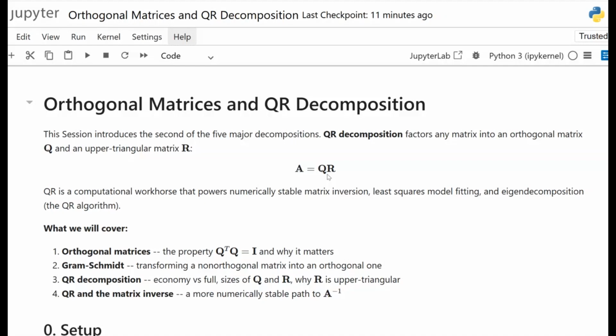But that's only the beginning, because once we understand orthogonality and QR decomposition, we are ready for one of the greatest ideas in all of applied mathematics.